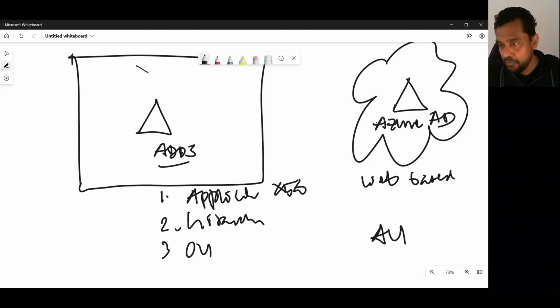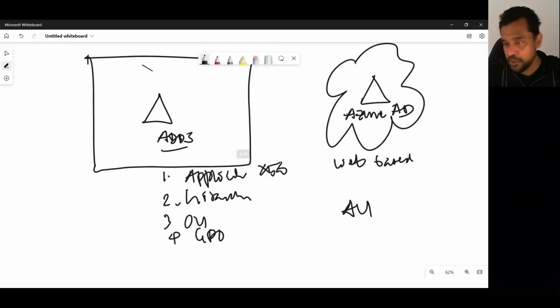Also, Active Directory Domain Services supports group policies, GPOs, group policy objects, but Azure Active Directory does not support GPOs. Also, this directory supports ticket-based authentication like Kerberos authentication, but Azure Active Directory provides claim-based authentication only. So if you compare these two, these are the differences between Active Directory Domain Services and Azure Active Directory.